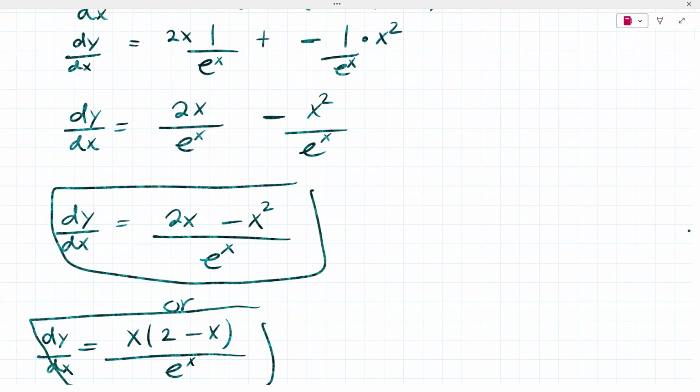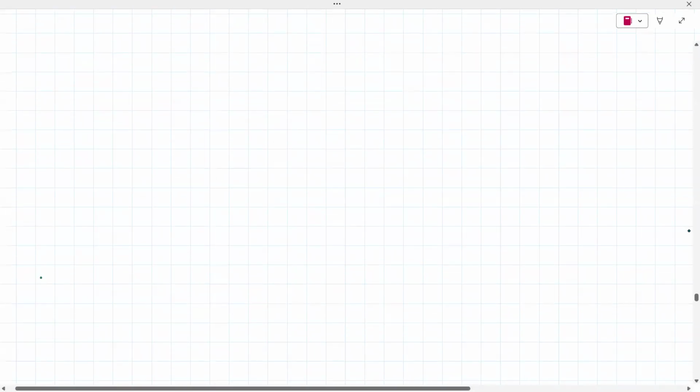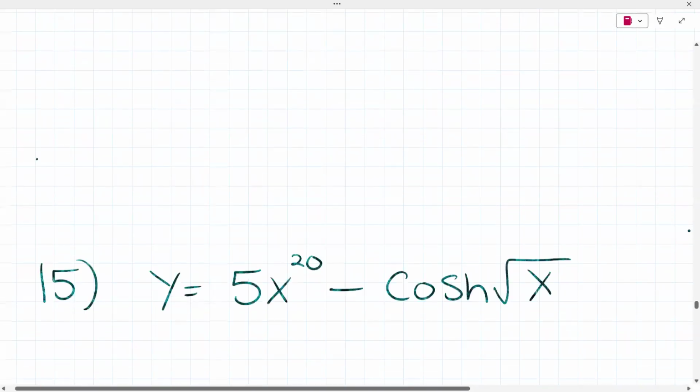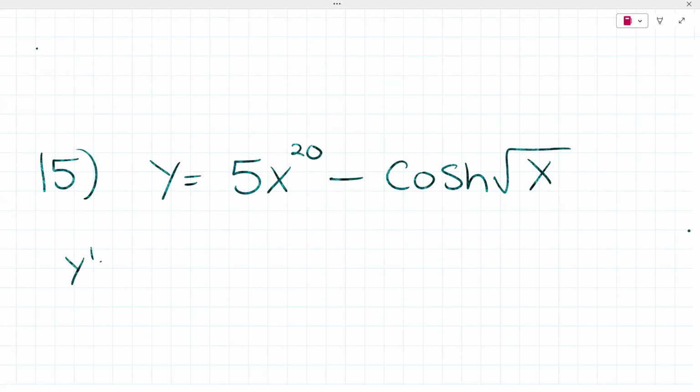Okay, let's move on to 15. On 15 we have y equals 5x raised to the 20 minus cosh of the square root of x. So we've got to find y prime. So we have two terms. We don't have to use the product rule. We just take the derivative of each term.